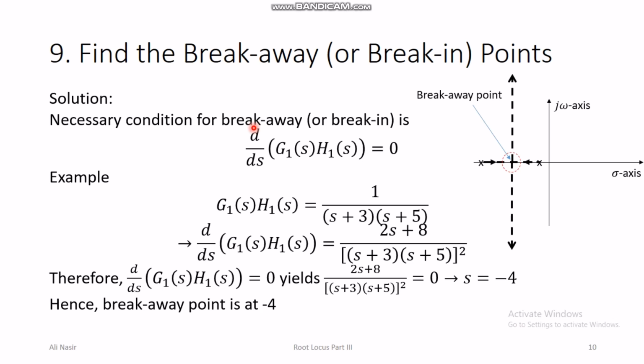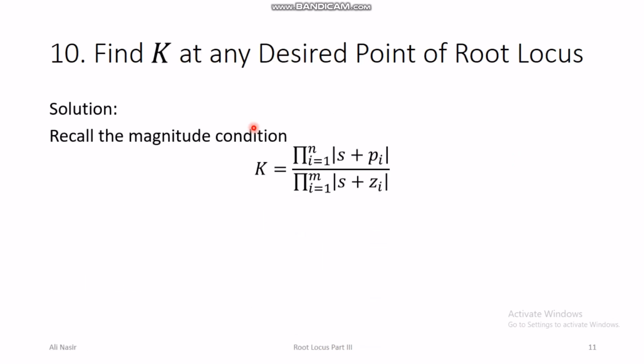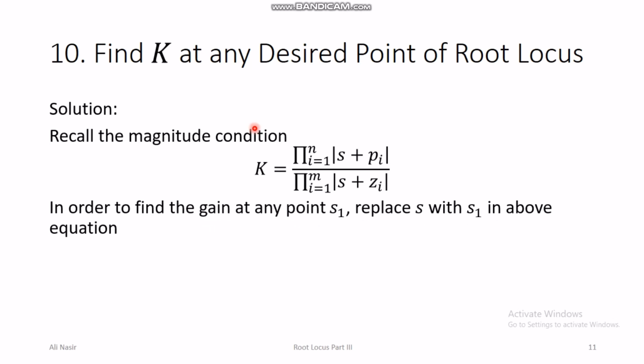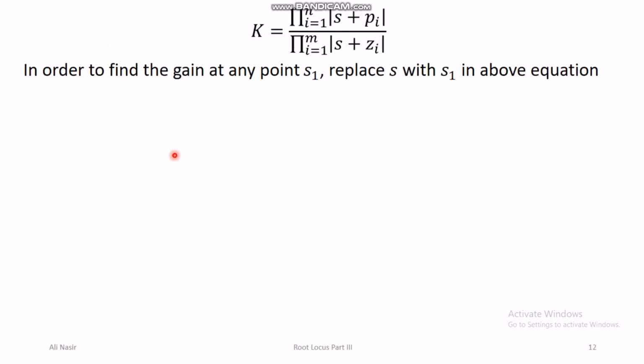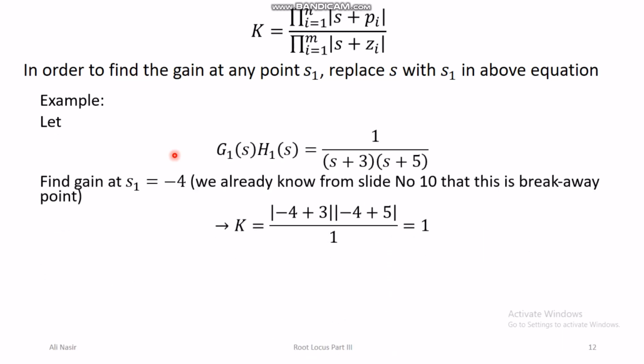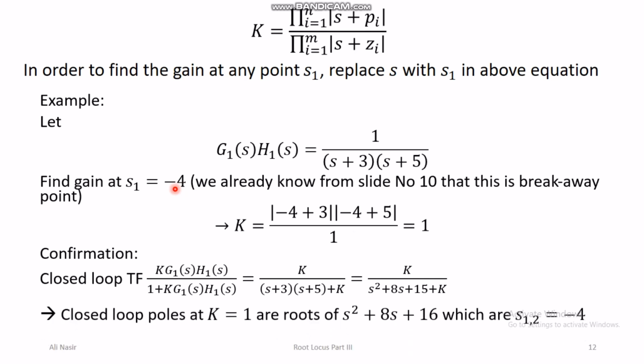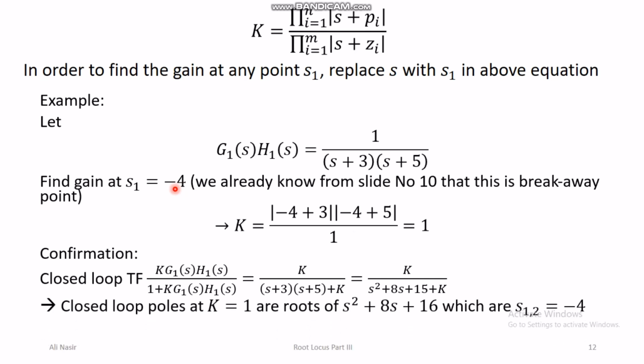So this was our example, and finally we looked at how to find the gain of root locus at any point. We looked at an example with this transfer function. We applied the formula and found that the gain equals 1 at this location of the root locus, and we confirmed that by using the closed loop transfer function. And this completes the discussion about all the 10 rules of root locus.